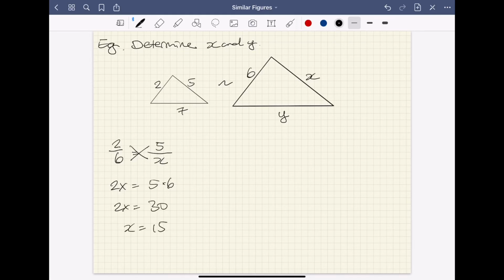Okay, to find y, we'll use the same idea. So 2 over 6 again is equal to, the corresponding side for y is 7. And 2 is on top, so 7, from the same triangle as 2, will also be on top, 7 over y. And cross multiply, 2y equals 6 times 7, 2y equals 42, and y equals 21.